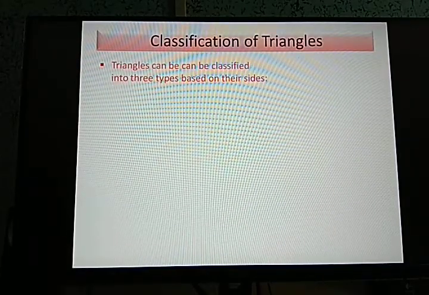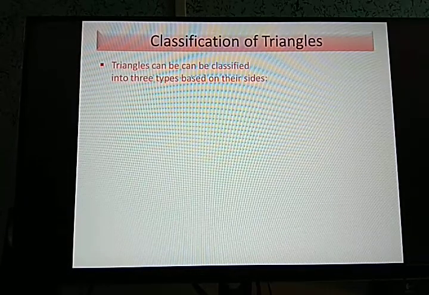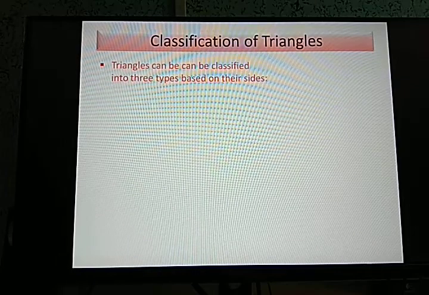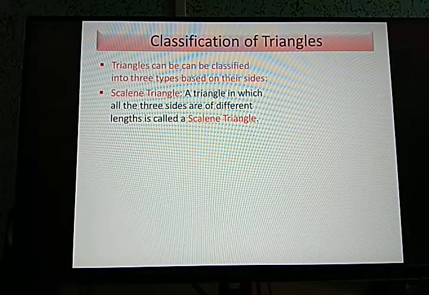First, let us discuss the different types of triangles that are formed on the basis of their sides. So the first one was scalene triangle. So what is a scalene triangle? A triangle in which all the three sides are of different lengths is called a scalene triangle.